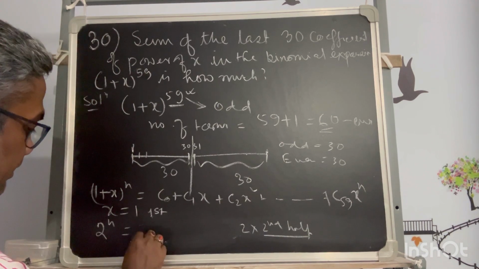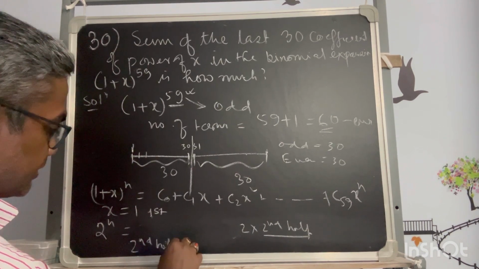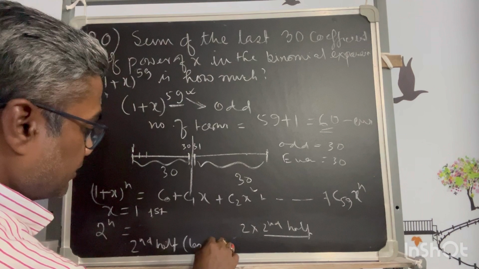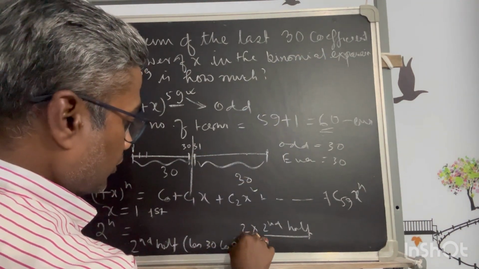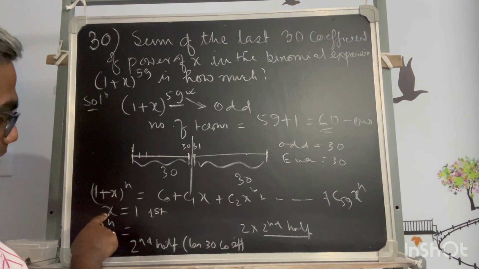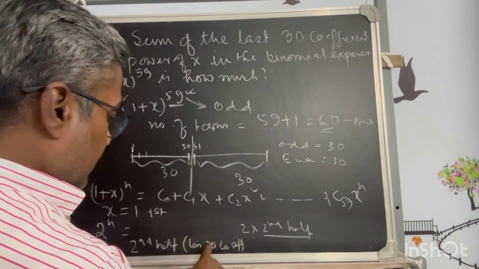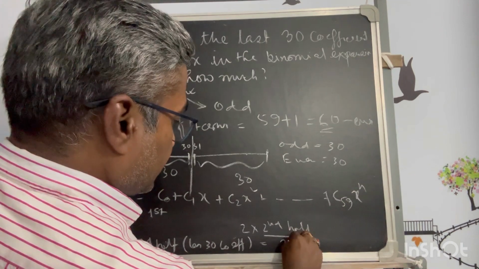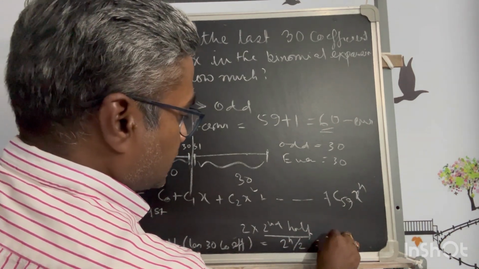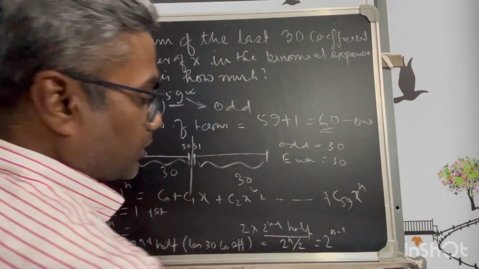Now the second half, that means the last 30 coefficients. We are talking only about the coefficients because we have eliminated x by taking x equal to 1. The last 30 coefficients sum is equal to how much? 2 to the power n divided by 2. So that is 2 to the power n minus 1.